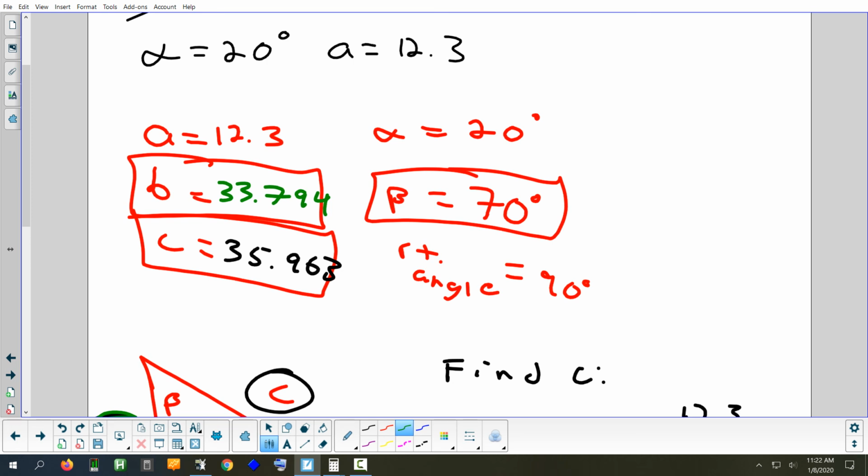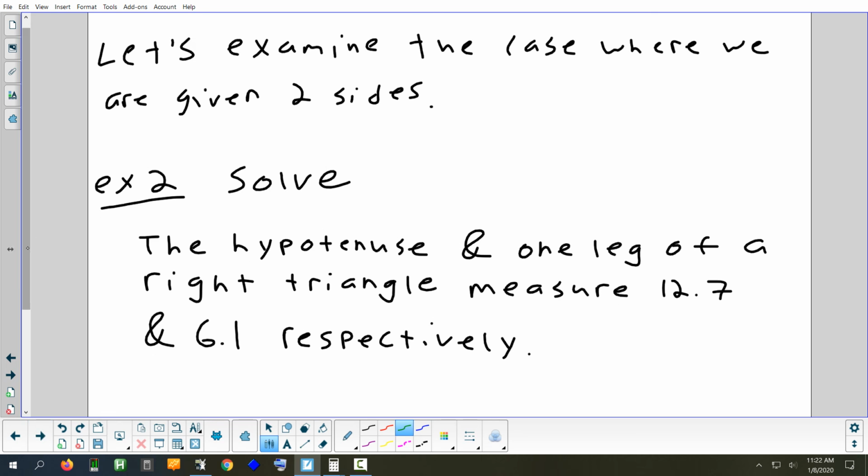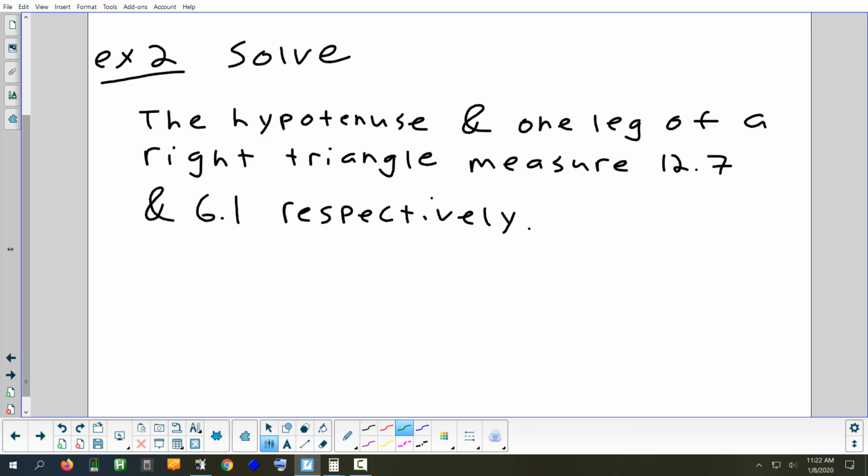Okay, so that's an example of case 1, where they give you a side and an angle. Now we're going to look at the case where they give us 2 sides. This is a little different. They're giving you the hypotenuse and a leg. So let's make our table, and the right angle, and now we'll sketch it out.